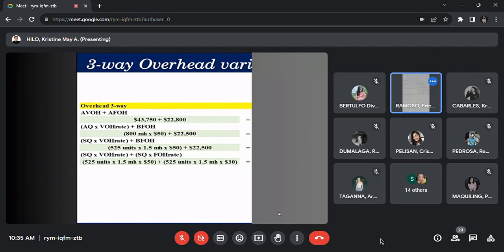And next is the two-way. The two-way. Next.